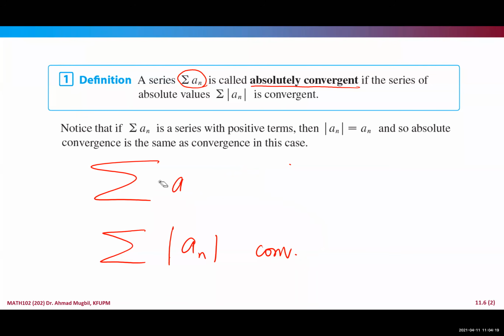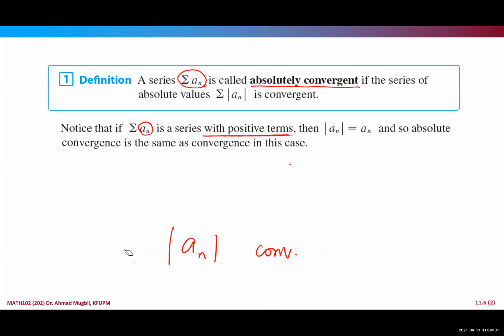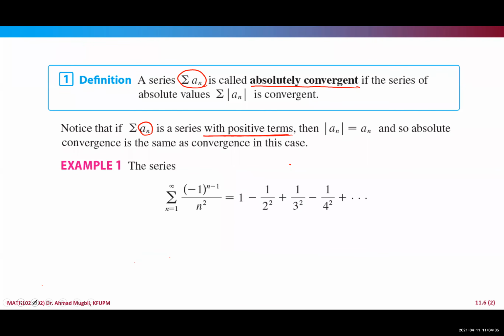Of course, if the terms are all positive, the absolute value will be the same as the nth term, and in this case the absolute convergence is the same as the convergence, so no need to talk about that here. So they are identical. Let's take an example, Shabab.